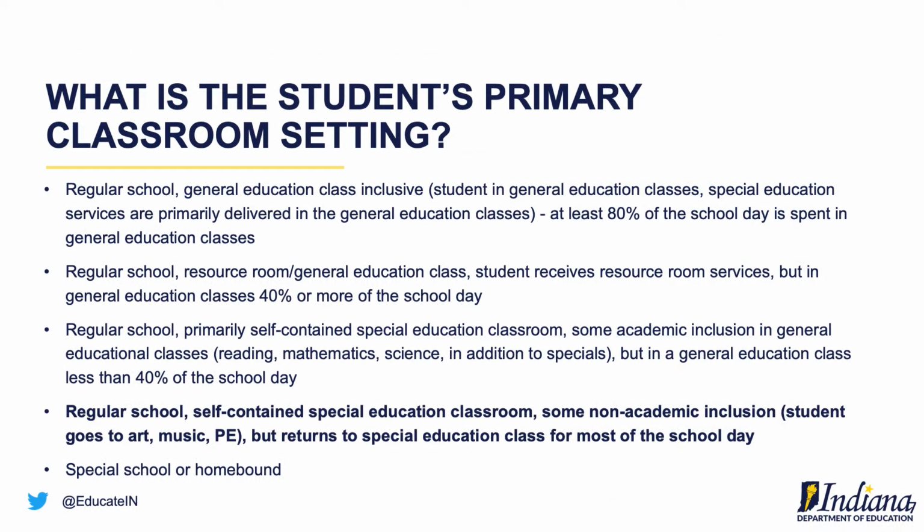The first indicator addresses the student's primary classroom setting. This would likely be based on the percentage of the school day spent in the general education setting, or the student's main modifications and accommodation requirements. In 2019, over 62% of Indiana students taking the alternate assessment attended a regular school in a self-contained special education classroom with some non-academic inclusion, for example, art, music, and PE. This response is indicated in bold print on the slide.